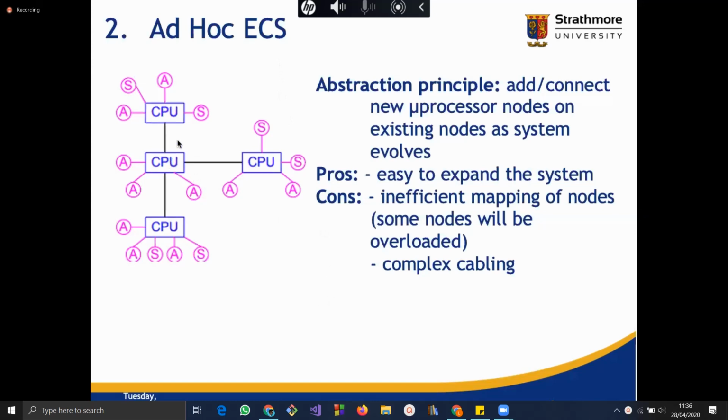As you can see here, each CPU comes with its own, and it doesn't limit. This is like having 10 centralized CPUs, and then you just connect them together. One CPU, for example, can have 20 actuators and 20 sensors, and then you interconnect them into a network. So you still could be overloading one CPU with so many sensors and actuators, and another CPU can have very little. So this is the ad hoc.